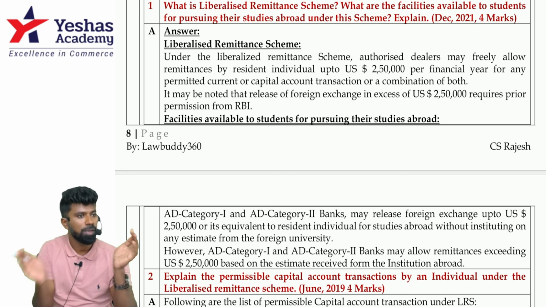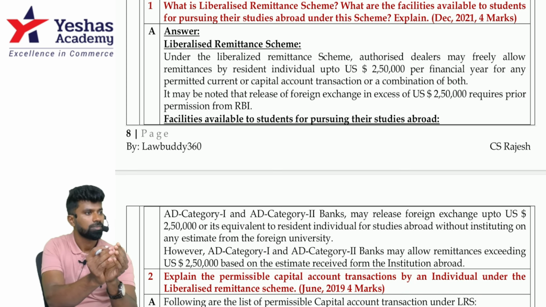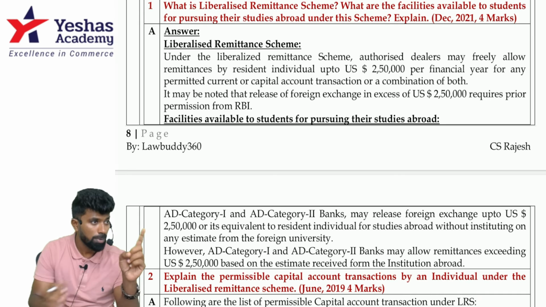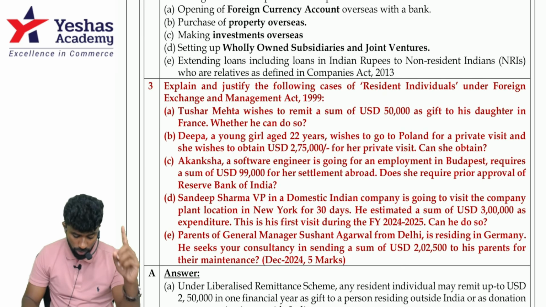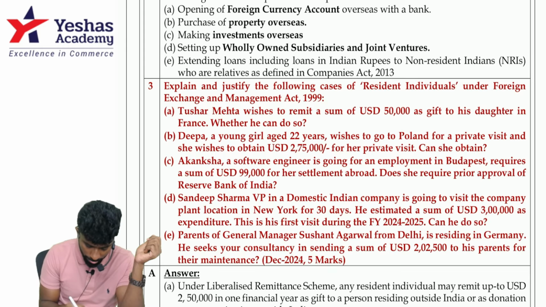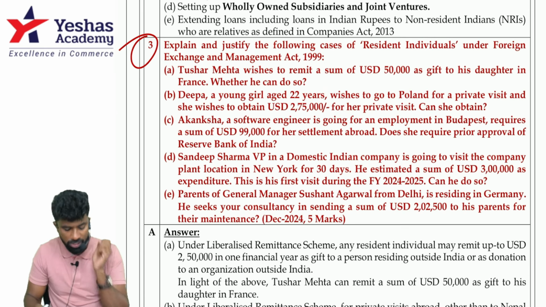2,50,000. Can it be clubbed? For current account transaction, yes. Capital account transaction, no. Based on this, there was a question. See, this is the question. This question was asked in 2024 examinations for 5 marks.